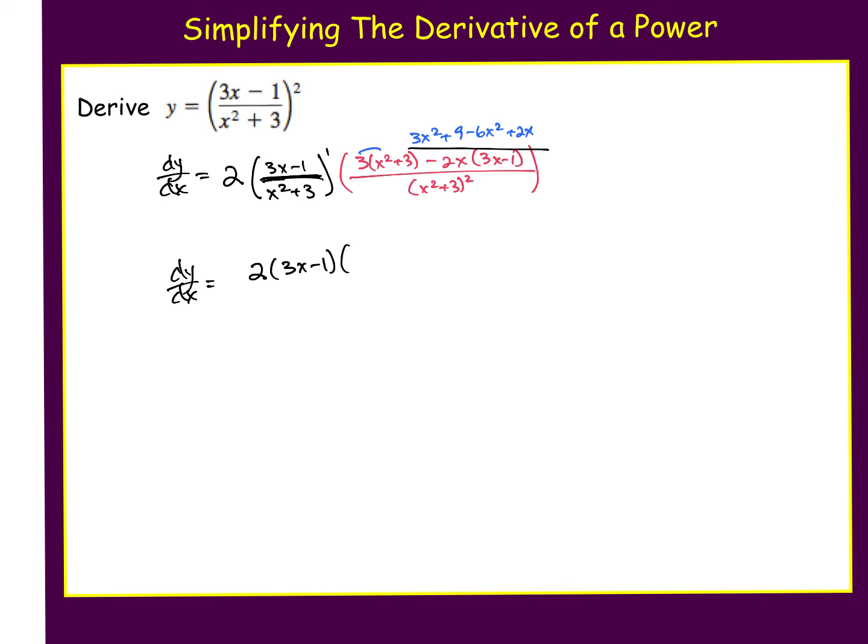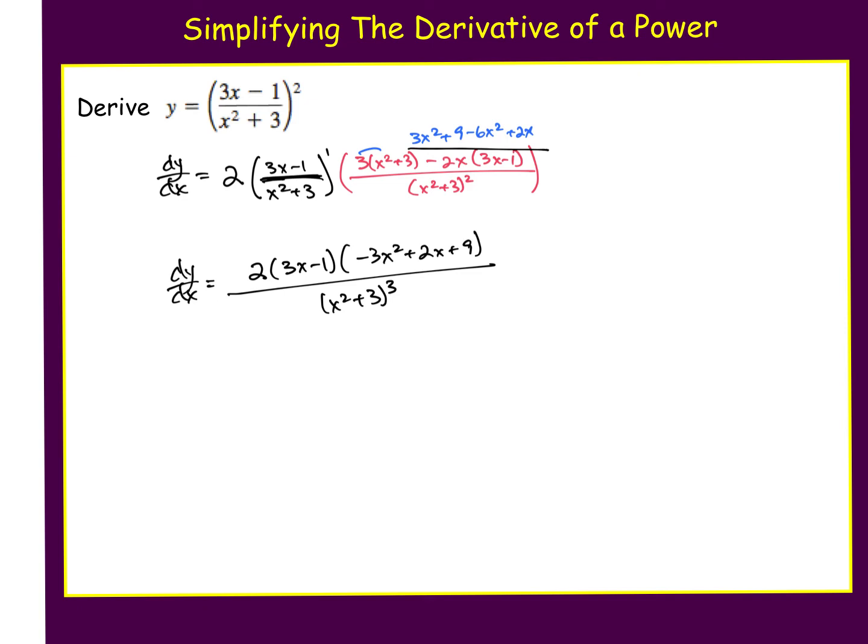What would this combine to in our numerator? 3x squared and negative 6x squared becomes what? Negative 3x squared. And then plus 2x, and then plus 9, all over. Now, I have an x squared plus 3, and I have an x squared plus 3 squared. So what's in the denominator here? X squared plus 3 cubed. Very good. And then I am done.